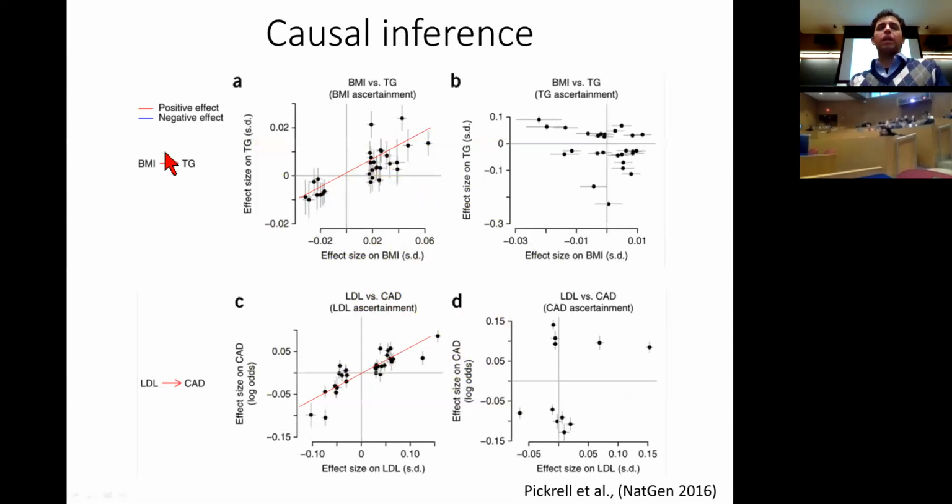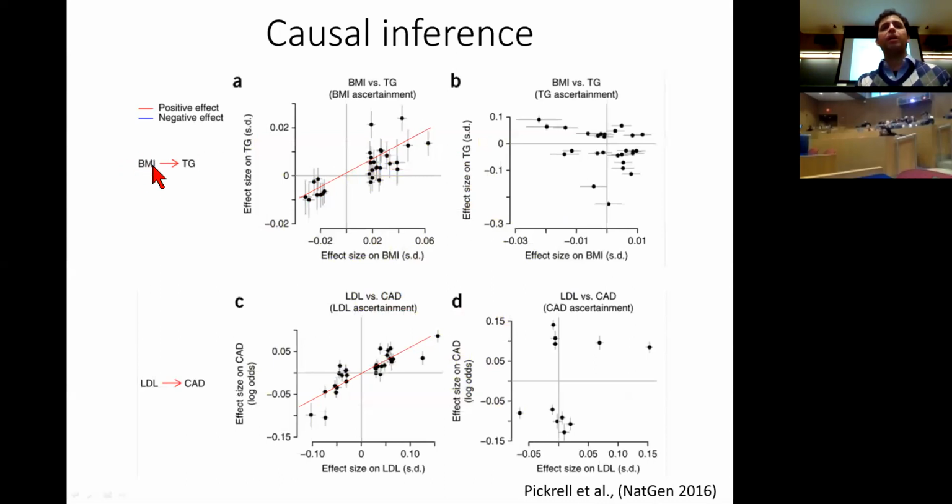That basically, in one direction, conditioning, basically ascertaining specifically for BMI, led to a correlation with the effect size on triglycerides, whereas in the opposite direction, if I only look at triglyceride-associated variants, there was no correlation between their effect size on triglycerides and their effect size on BMI. And that basically led him to postulate that, in fact, that was evidence of directionality, of causality.